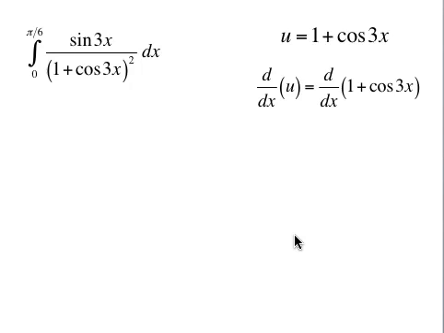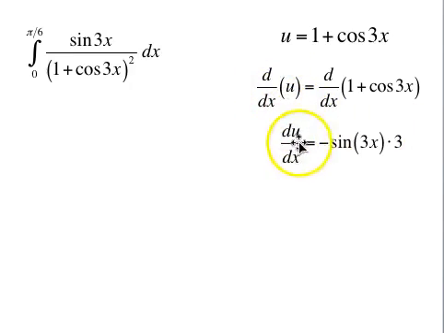The derivative with respect to x of u is the derivative with respect to x of 1 plus cos 3x. du dx is what? Now the derivative of 1 is just 0. The derivative of cos of something is minus the sine of something times the derivative of the something, using the chain rule. So the derivative of cos 3x is minus sine 3x times 3.